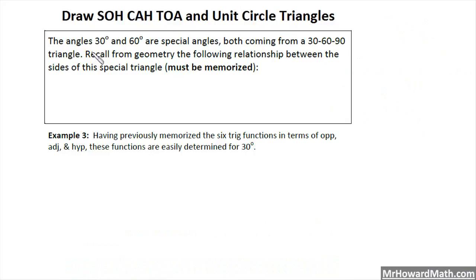Alright, in this section it says the angles 30 and 60 are special angles, both coming from a 30, 60, 90 triangle. Recall from geometry the following relationship between the sides of this special triangle, and we really need to have this memorized. So I'm going to draw two of them. Visually, students usually like this better, so we'll draw that one, and then over here we're going to draw the same angles but just in a different position, and I'll discuss why in just a moment.